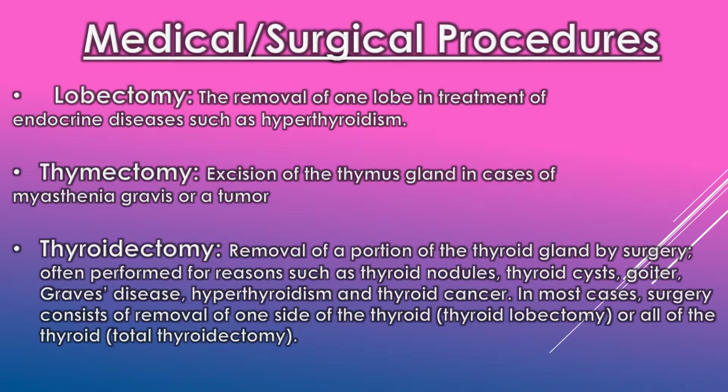Next, we have thyroidectomy. Thyroidectomy is the removal of a portion of the thyroid gland by surgery, often performed for reasons such as thyroid nodules, thyroid cyst, goiter, Graves' disease, hyperthyroidism, and thyroid cancer. In most cases, surgery consists of removal of one side of the thyroid, which is called thyroid lobectomy, or all of the thyroid, which is called total thyroidectomy.